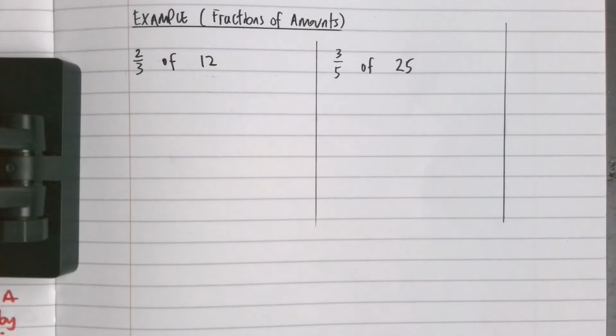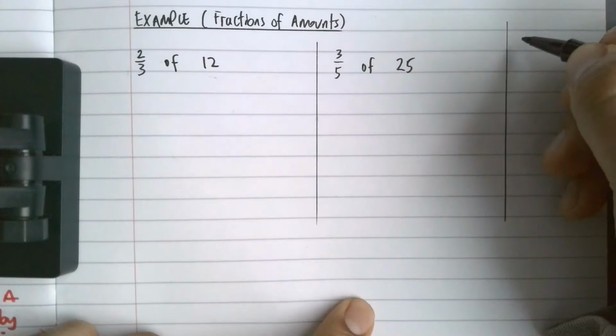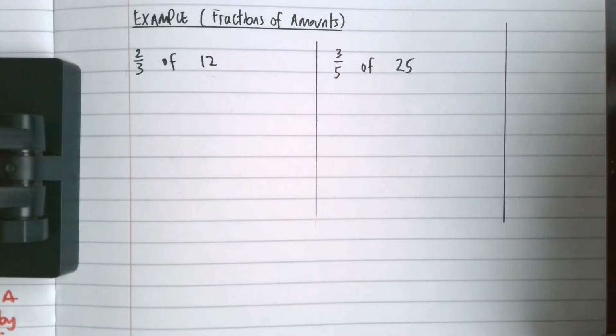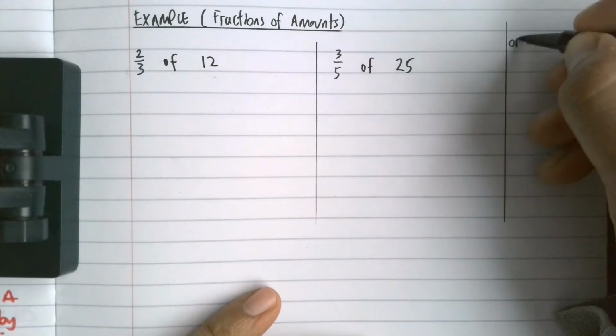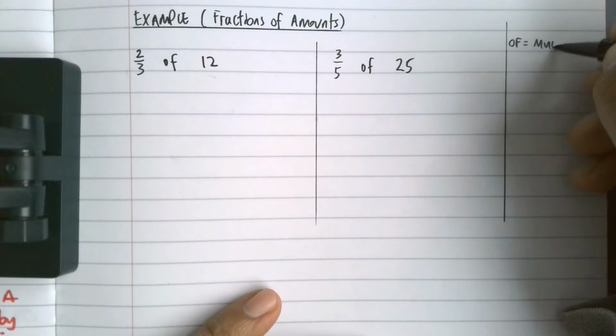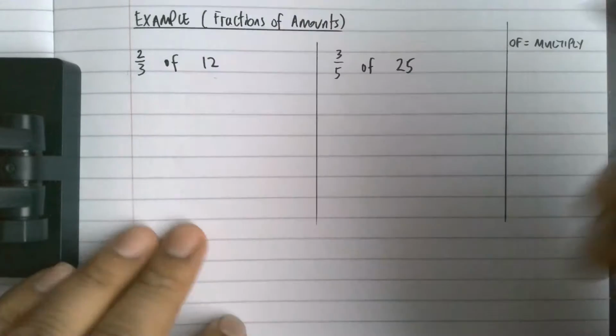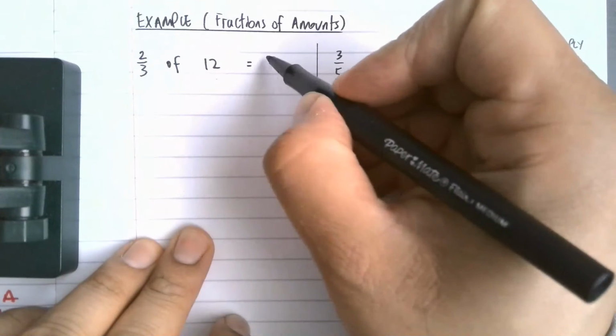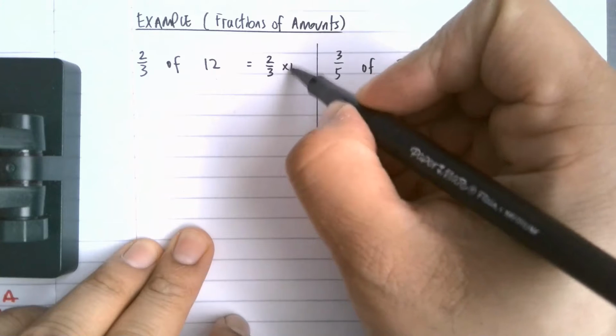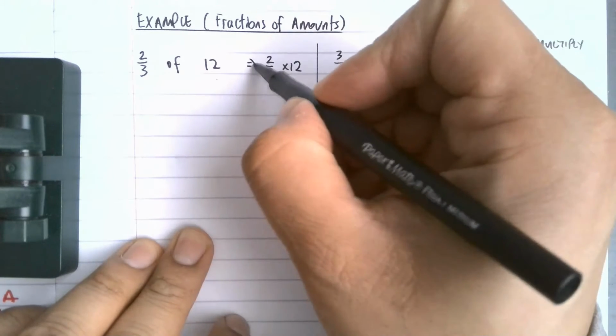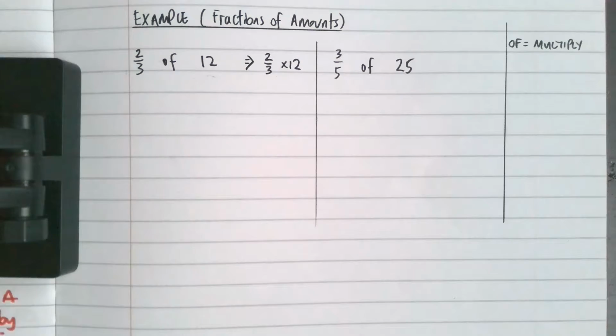In fractions of amounts, this time we have just normal fractions. So we've got 2/3 of 12 and 3/5 of 25. Again, as a recap and a reminder, of means to multiply. So this can be written as 2/3 with the multiply sign, 12. 2/3 times by 12.